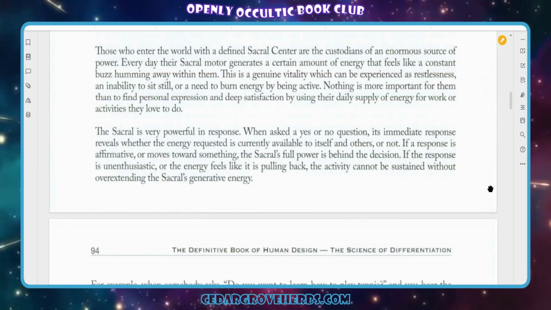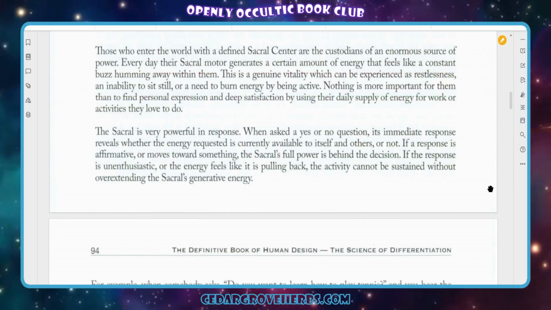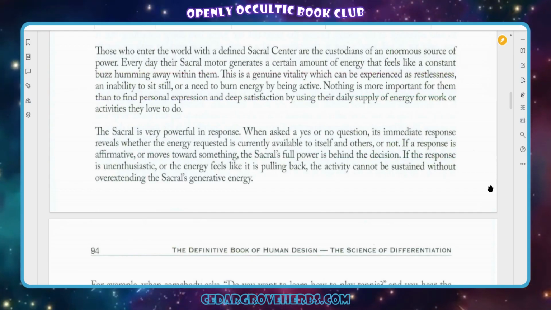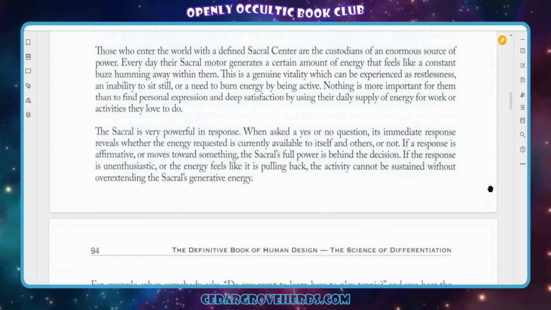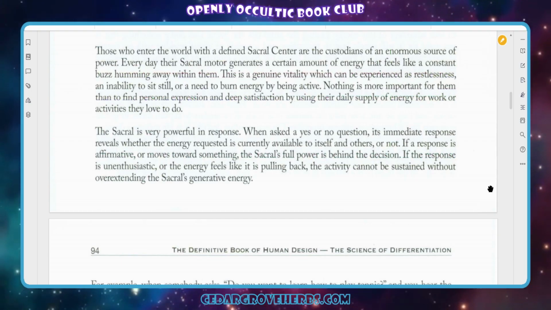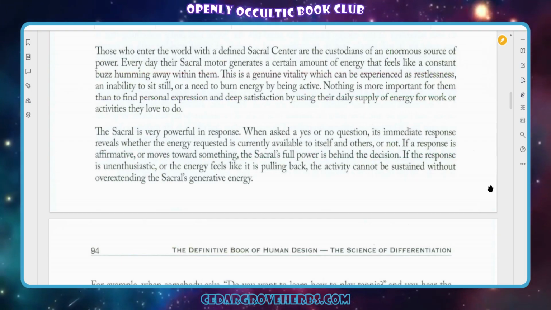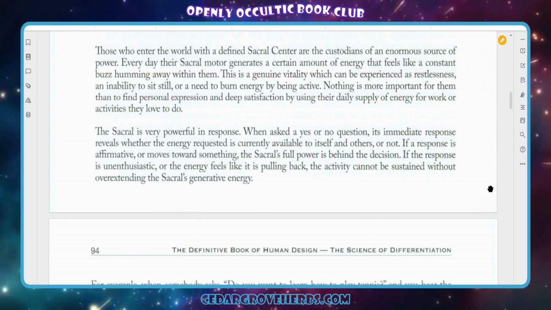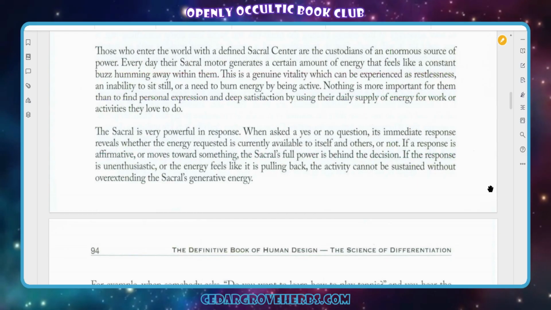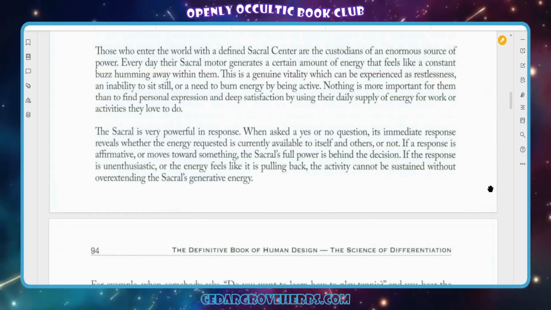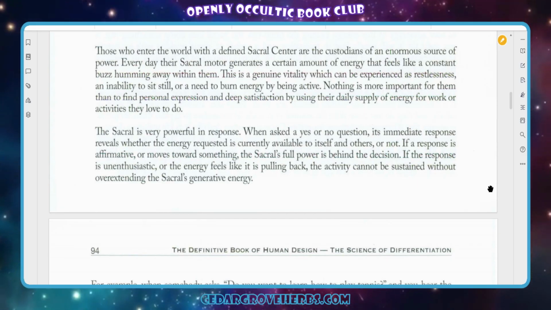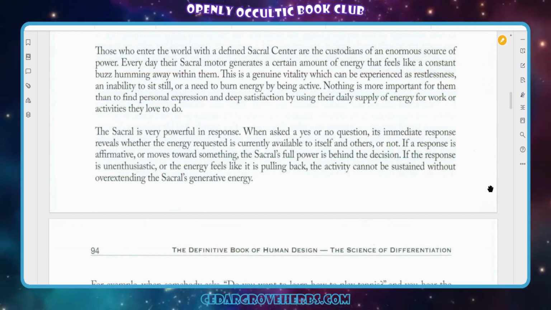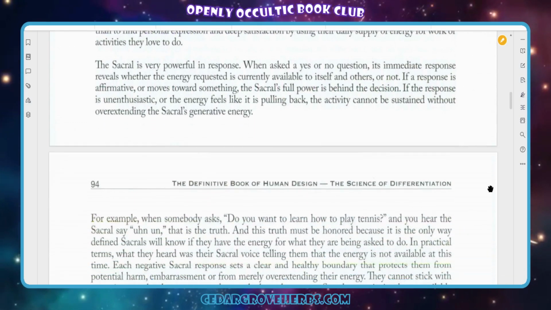The sacral is very powerful in response. When asked a yes or no question, its immediate response reveals whether the energy requested is currently available to itself and others or not. If a response is affirmative or moves towards something, the sacral's full power is behind the decision. If the response is unenthusiastic or the energy feels like it's pulling back, the activity cannot be sustained without overextending the sacral's generative energy.